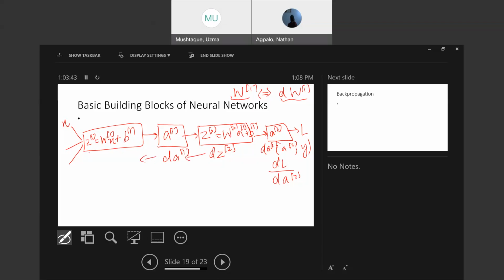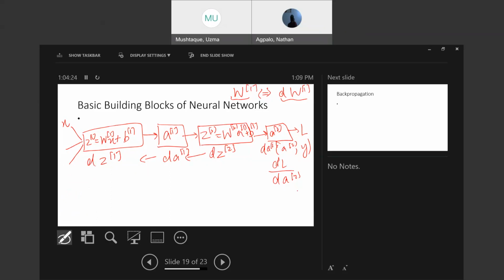And using this, I will be calculating dz of 1, right? So in the forward propagation, if you think about it, for any layer L, the input was some A L minus 1, and the output was A L, Z L, right? This is what was happening in the forward propagation. But now in the backward propagation, I'm going to erase this. The input is my DL. This is my input actually, right? DL with respect to DA2.